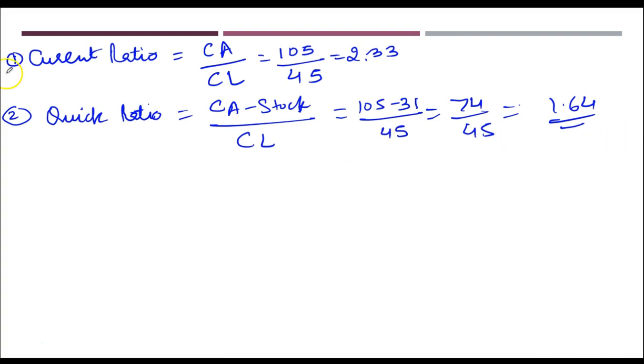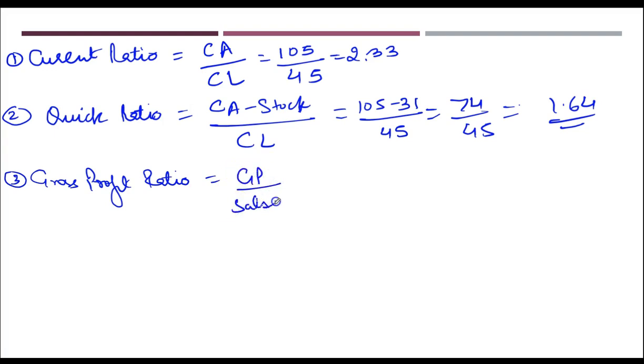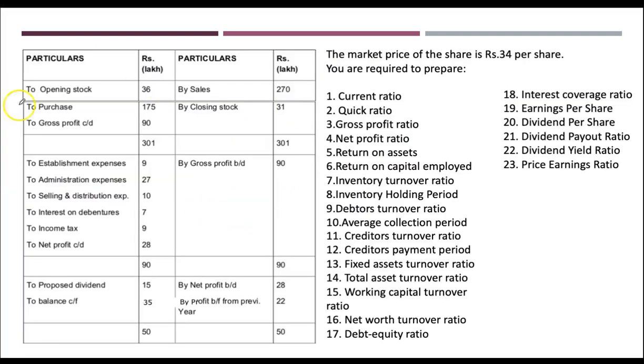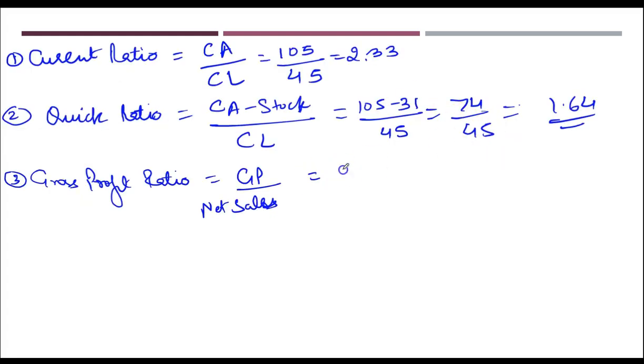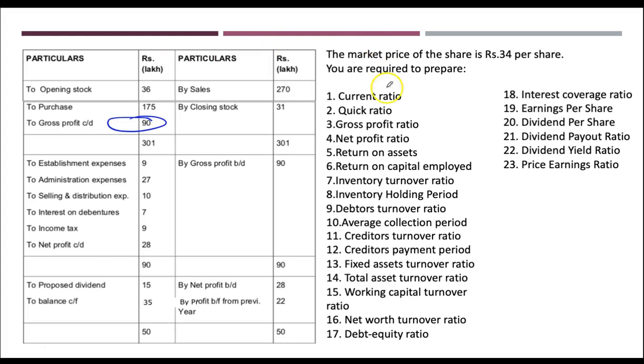ठीक है, अब नेक्स्ट हमें फाइंड आउट करना है ग्रॉस प्रॉफिट रेशियो। ग्रॉस प्रॉफिट रेशियो क्या होता है? सिंपली आपका ग्रॉस प्रॉफिट डिवाइडेड बाय नेट सेल्स। ठीक है, हमें ग्रॉस प्रॉफिट भी दे रखा है, so for gross profit ratio we have both the values. Gross profit is 90 and the net sales is 270.